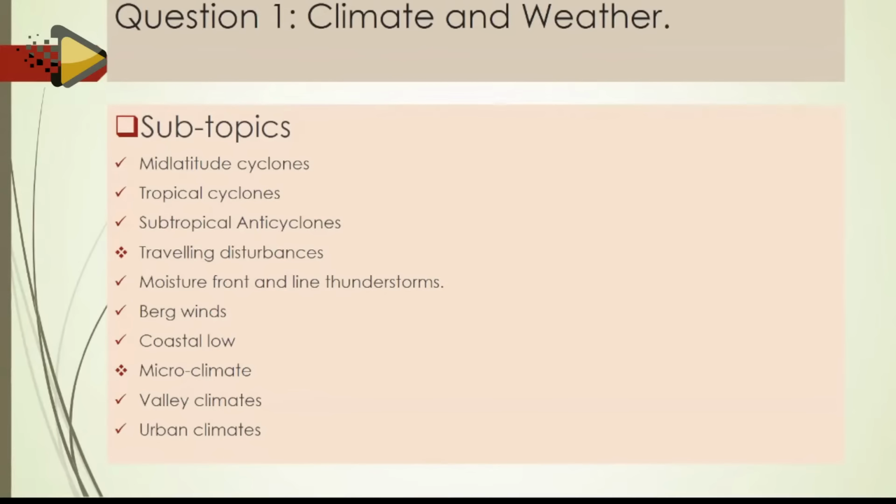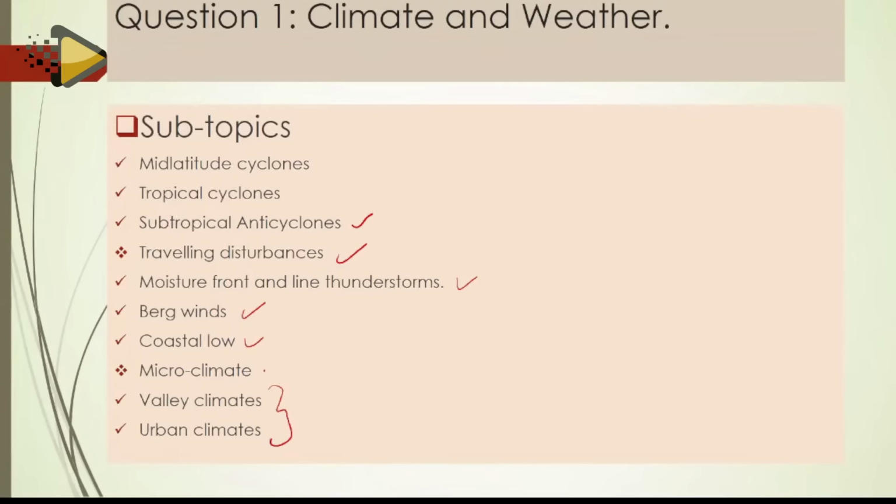There are many subtopics. The first one will be your mid-latitude cyclone, your tropical cyclone, subtropical, your traveling disturbances, moisture front, berg winds, coastal low, and then we're also going to look at microclimate. We'll look at your valley climates as well as your urban climates.